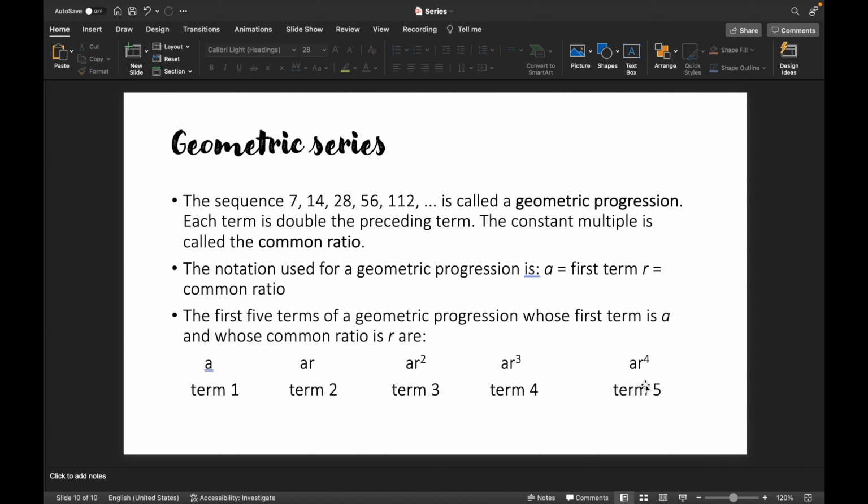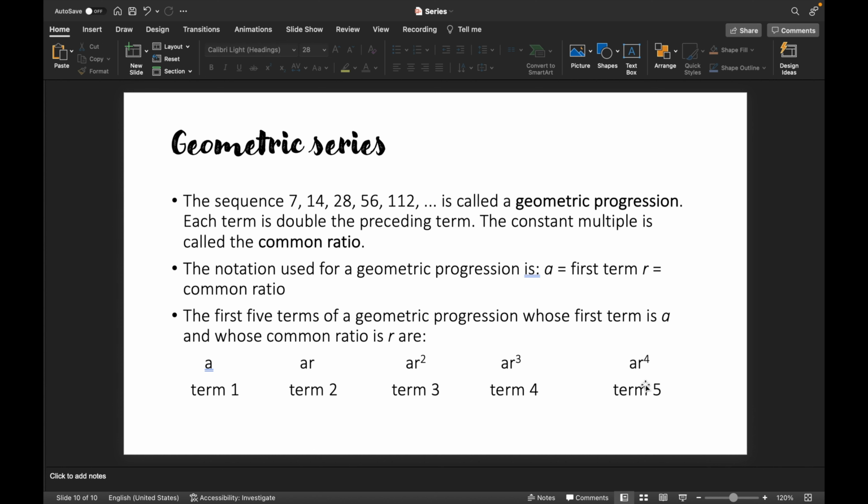The last topic in this chapter is called geometric series. It's somewhat similar to arithmetic series, except there is something called a common ratio, not a common difference. Let's start. So the sequence 7, 14, 28, 56, 112 is called a geometric progression.